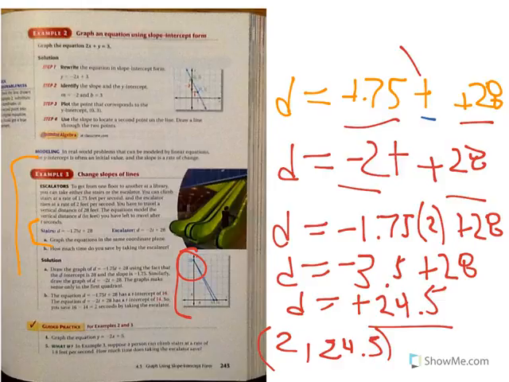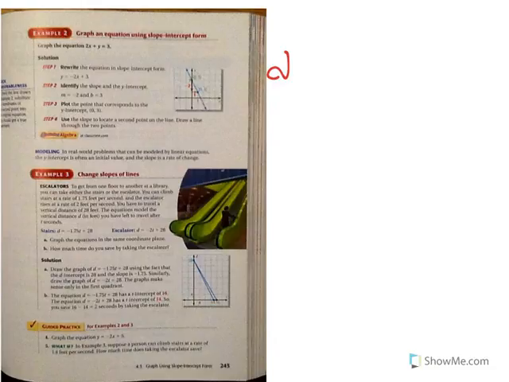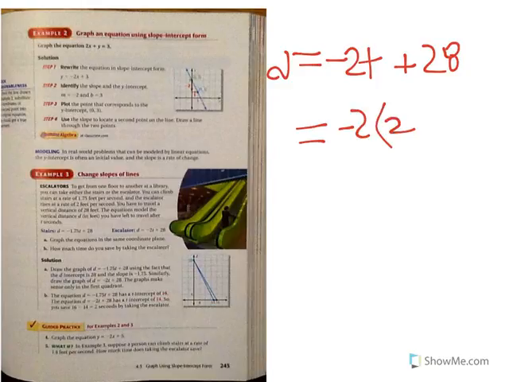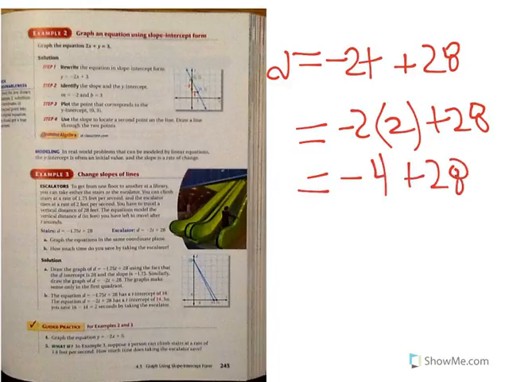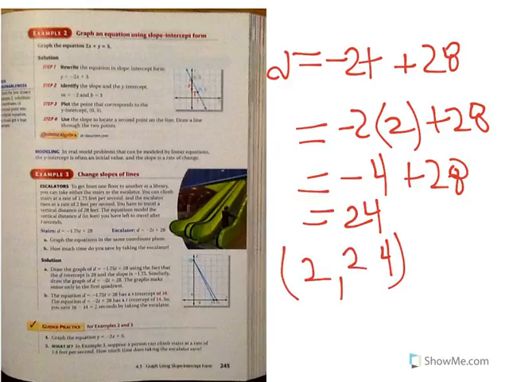Same thing with the other one. If I have here another value, d is equal to negative 2t, this one's a little bit easier, plus 28. And then I plug in 2 for the value of t. It's going to be negative 2 times 2, that's negative 4, so it's going to be equal to negative 4 plus 28. It's going to be equal to 24. So that other value is going to be 2, 24. So I could plot those and then see the way it would work.